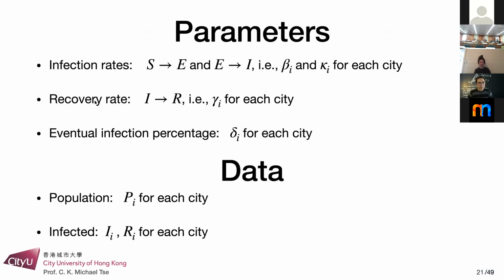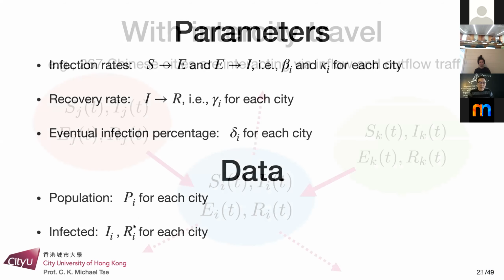So infection rates, recovery rates, and eventual infection percentage, delta I, are also part of the parameters. And for data, PI is the population, which we were able to collect from the internet. And II, RI are normally the two available pieces of information published. Note that we also have death tolls as well, but that is actually in the R group.